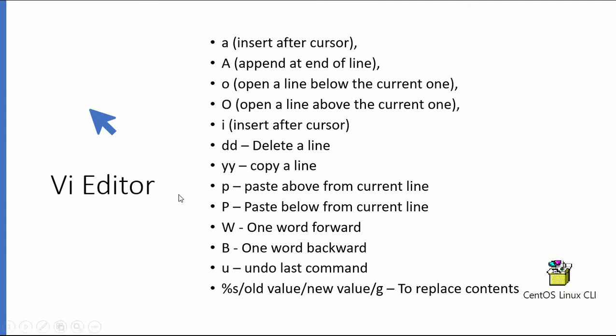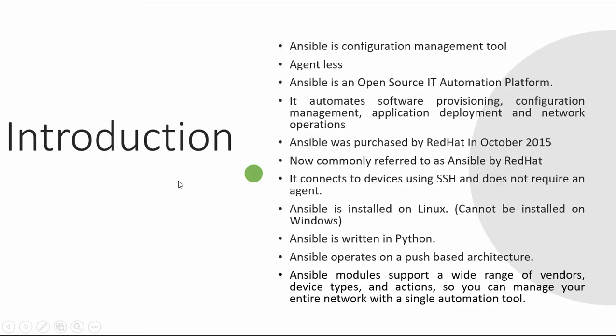Now let's move next and understand what is Ansible. Ansible is a configuration management tool which is agentless. We don't require to put any agent or any kind of agent configuration on the remote devices. It means Ansible can be installed on just one machine, and from this machine we are able to connect to the remote devices without any agent or any configuration being required.